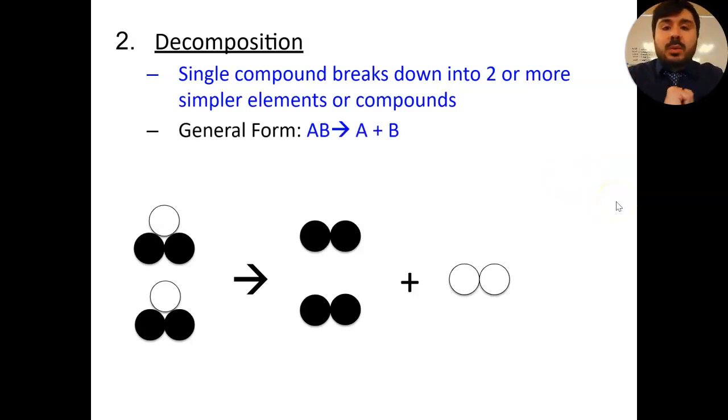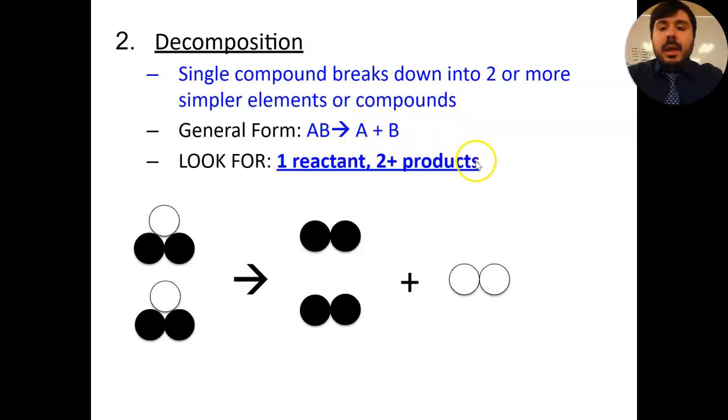And now we've got a general form here that looks pretty similar, which is basically the exact opposite of synthesis. Synthesis had A plus B equals AB, but now decomposition has this one single larger piece as the reactant, as our main ingredient, breaking down into two or more, in this case just two, smaller pieces, A and B. And what to look for would essentially be the exact opposite of synthesis once again. So decomposition and synthesis are complete opposites of each other, which is very convenient for us, okay?